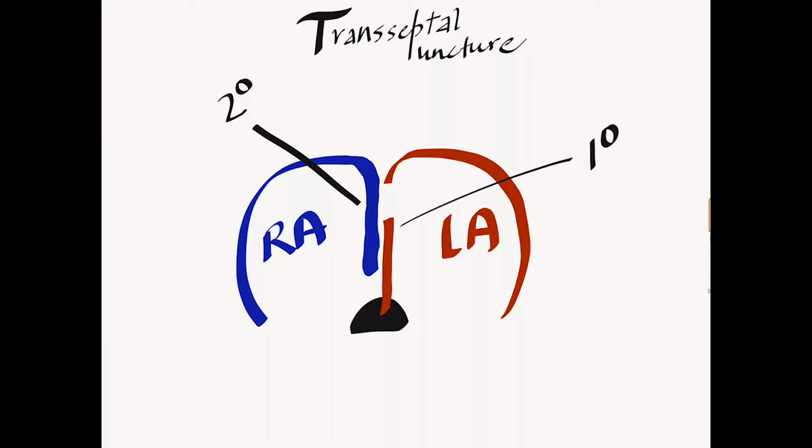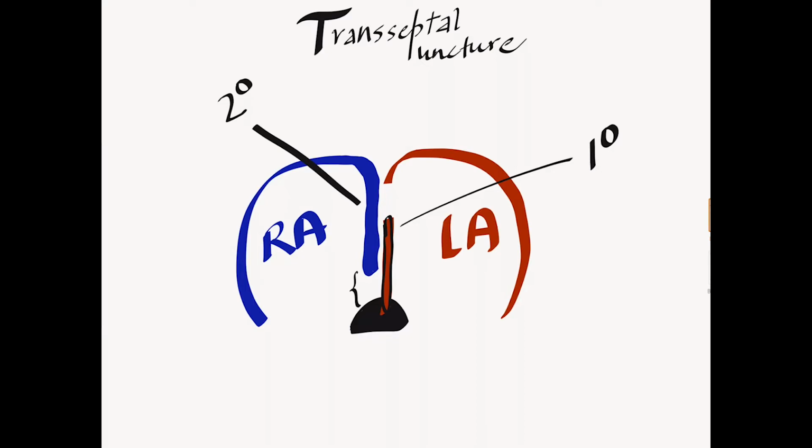Okay, now if you carefully observe the area of the septum in this place, it has only one layer, and that's the thinnest part of septum.